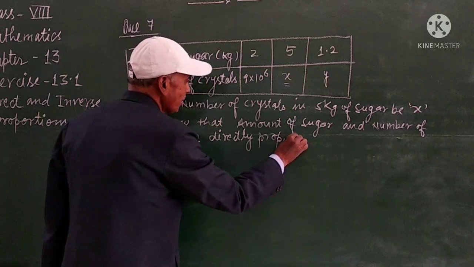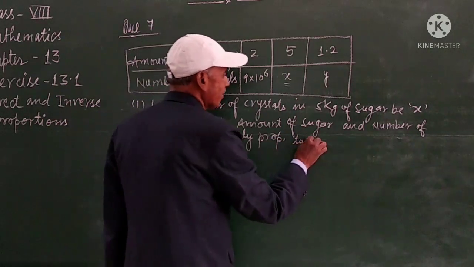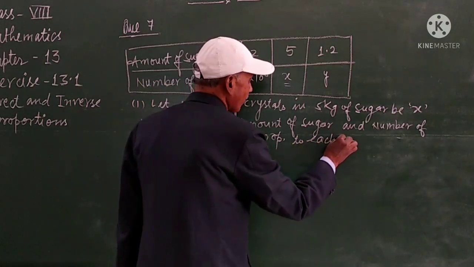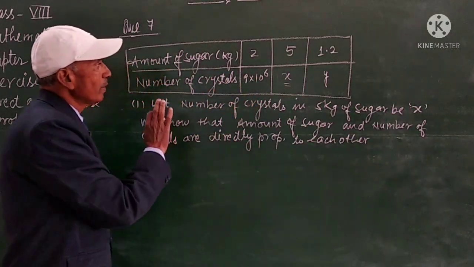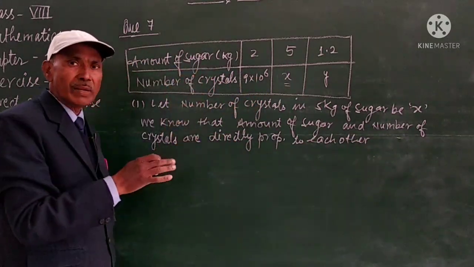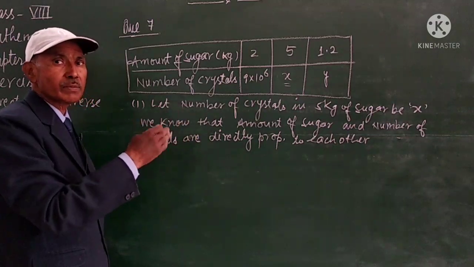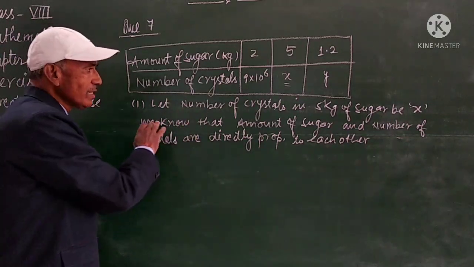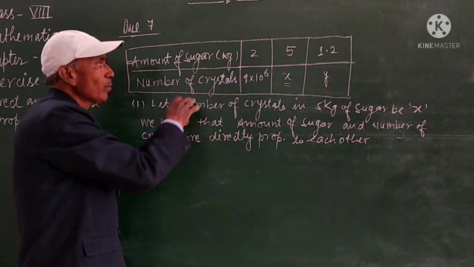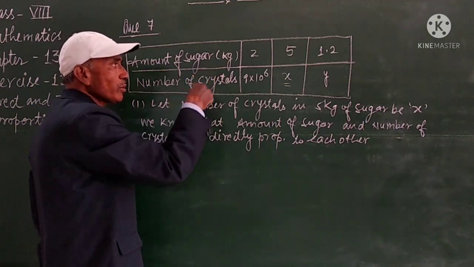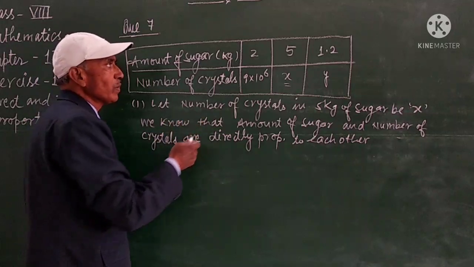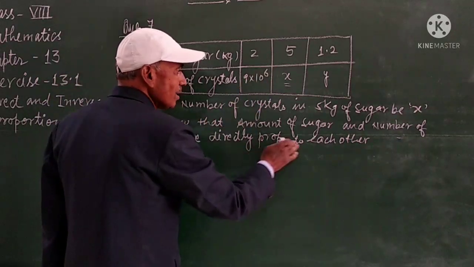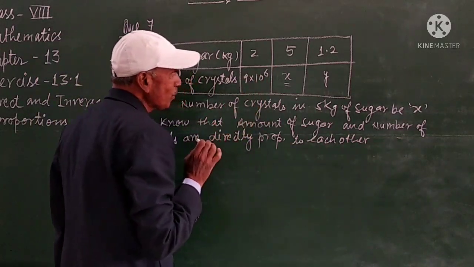Directly proportional to each other. Students, if the amount of sugar increases, then the number of crystals will also increase. These are directly proportional quantities. जैसे शुगर की क्वांटिटी बढ़ेगी वैसे ही नंबर ऑफ क्रिस्टल्स भी बढ़ेंगे उसके. So in this, both are directly proportional, students.